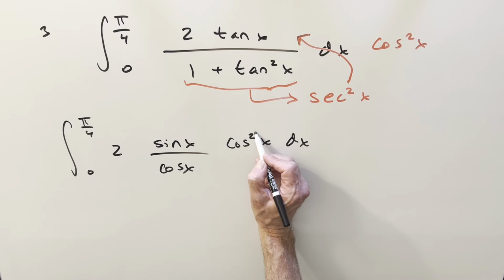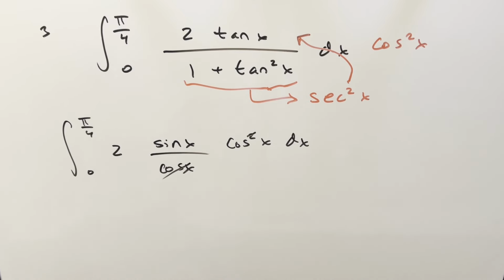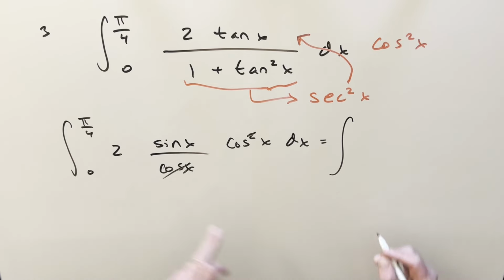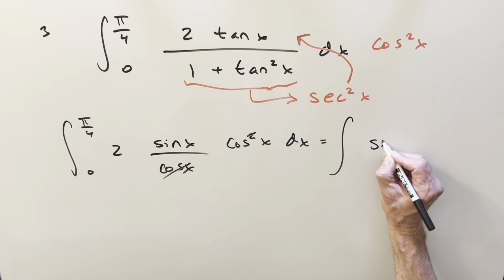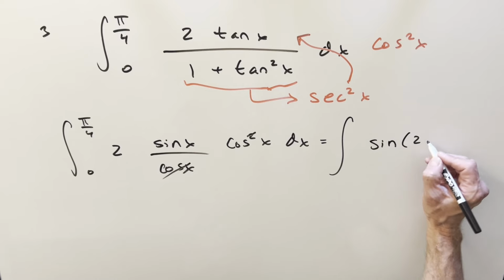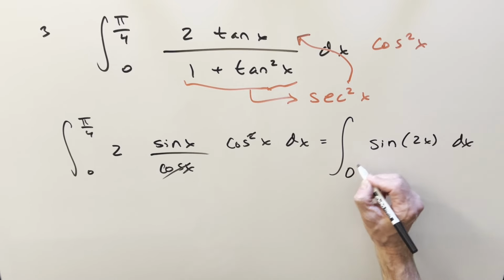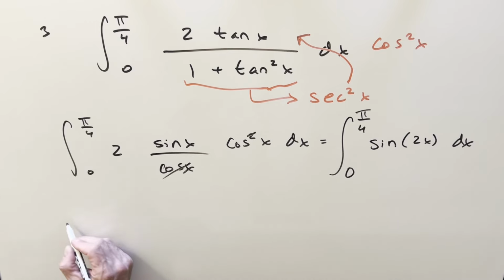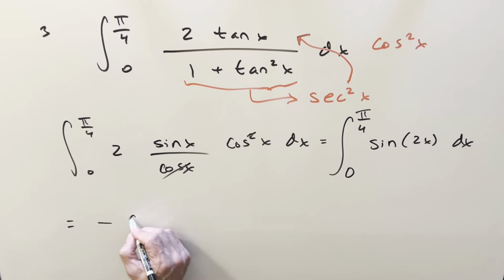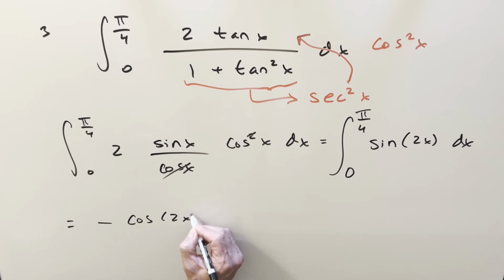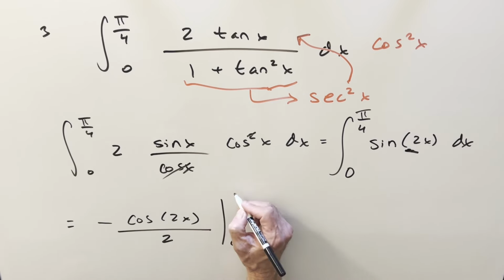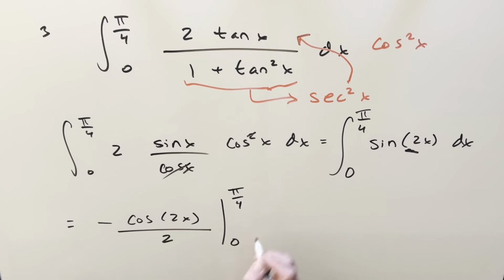But then I can cancel one of these with one of these. What we have left here, 2 sine x cos x, that's the same thing as our double angle formula. That's going to be the same thing as just sine of 2x. So that's going to allow me to just go ahead and integrate this thing. Integral of sine is going to be minus cosine 2x, but we need a 2 to pop out right there, so we'll get a 2 in the denominator, and we just need to evaluate from 0 to pi over 4.